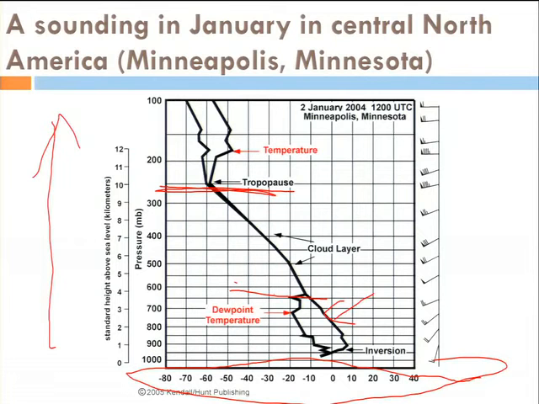Okay? And approximately, when we talk about height, you can correlate that to height roughly using this scale. Okay, so for instance, we would expect from this sounding clouds to exist from about 3.5 kilometers to about 10 kilometers, roughly speaking.